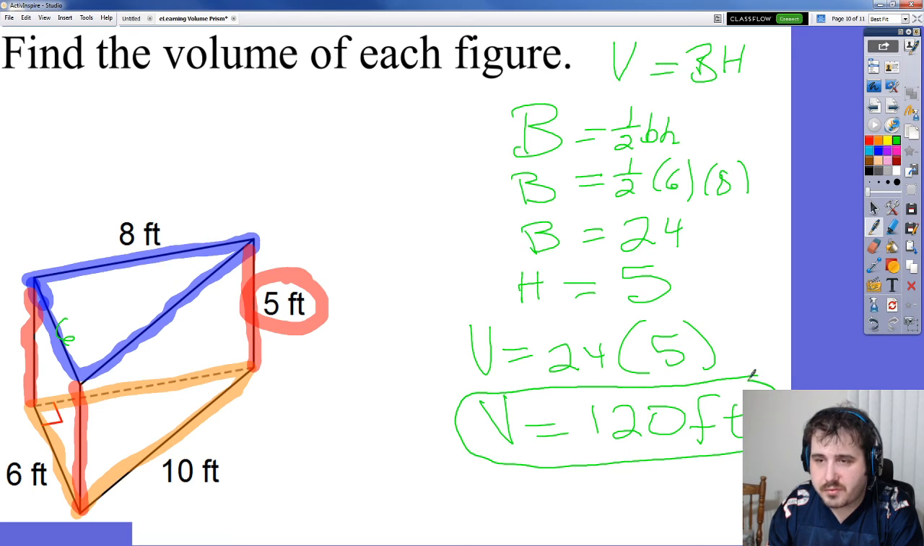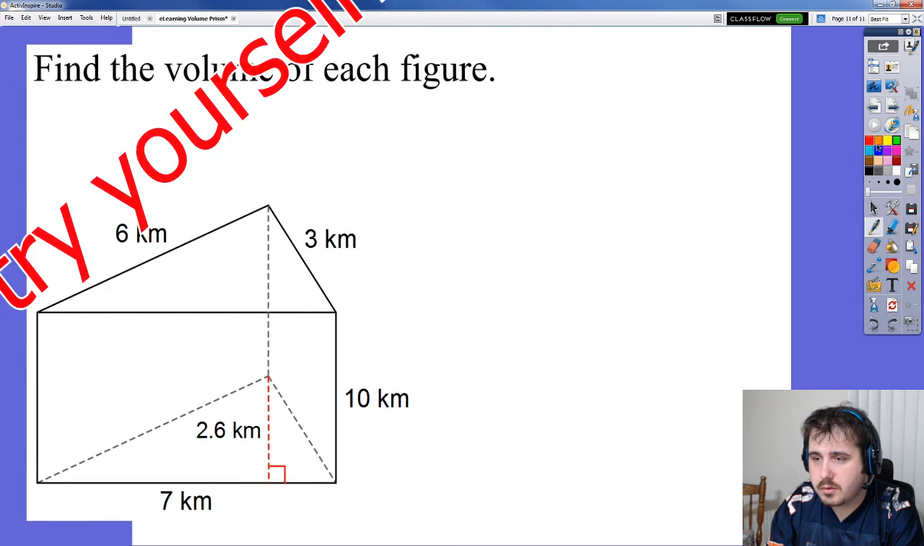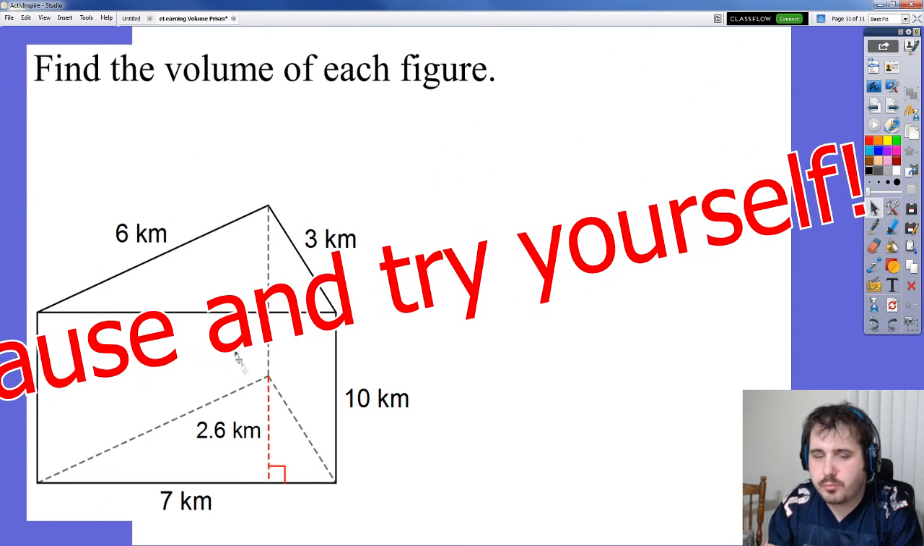Don't think too hard about these, honestly. They're not difficult. They're very simple. Now here's going to be another triangle. Think about how this triangle is different. And then do the problem.